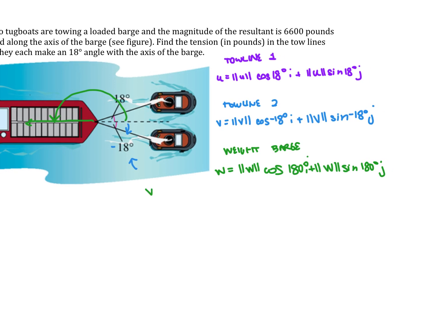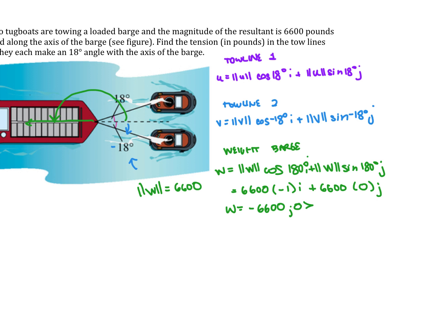Now we do know what the magnitude of the barge is, 6,600. So let me simplify this equation a little bit more. This is 6,600. Cosine of 180 degrees is negative 1. And then we have 6,600. Sine of 180 degrees is 0. So we're looking at negative 6,600, comma, 0. And we can say that's our vector for our W.